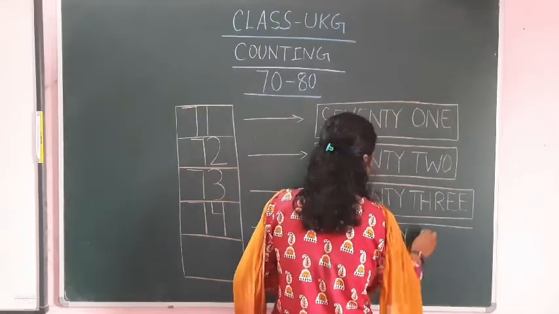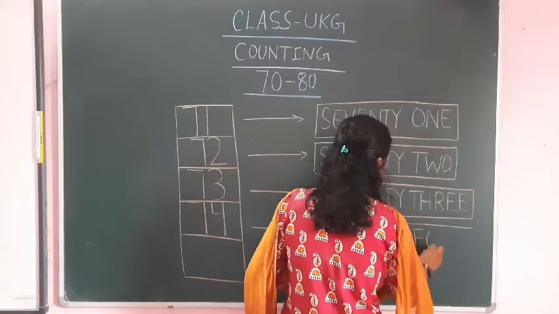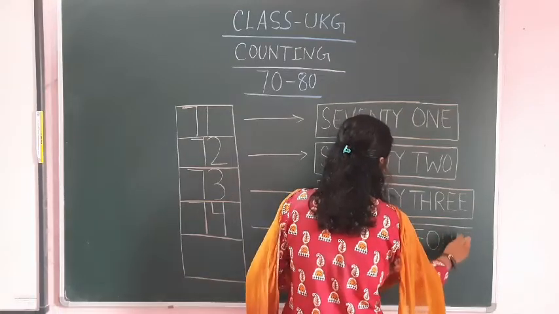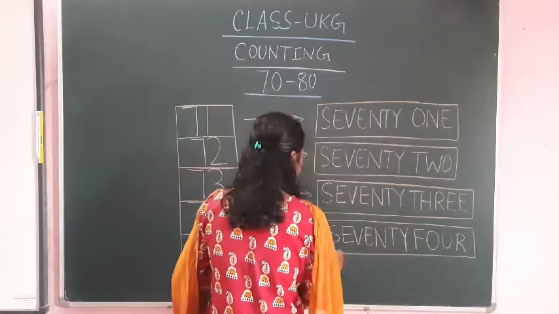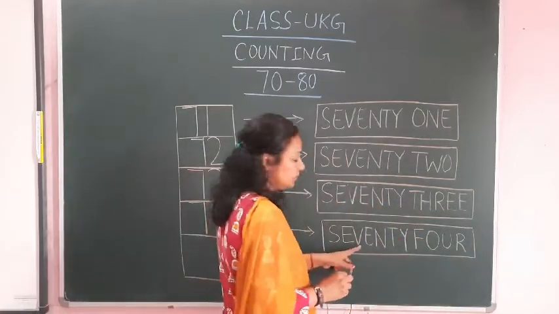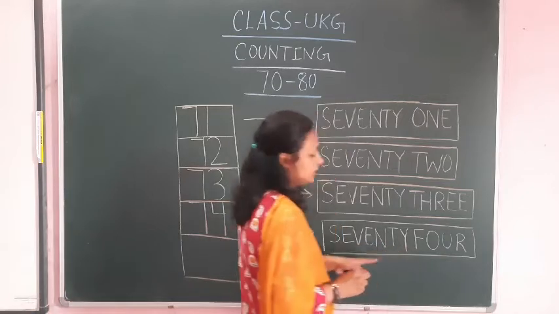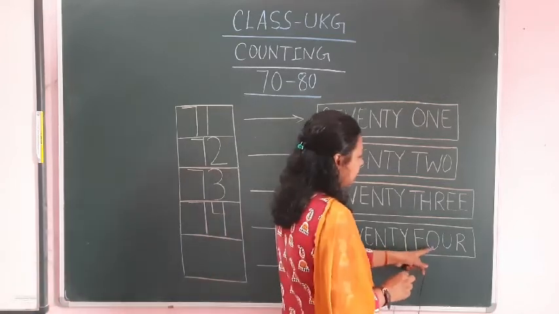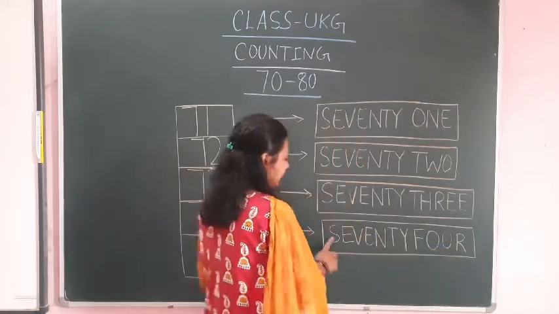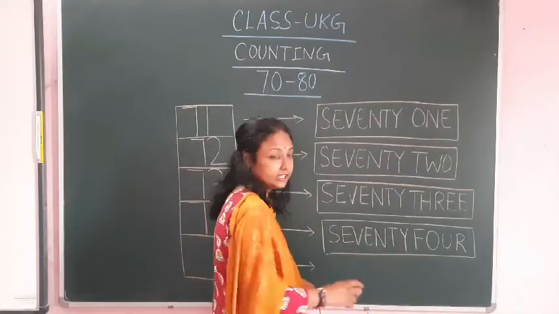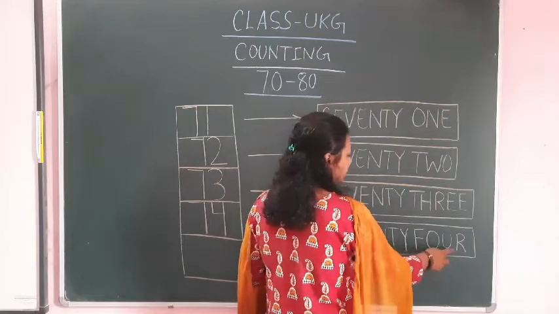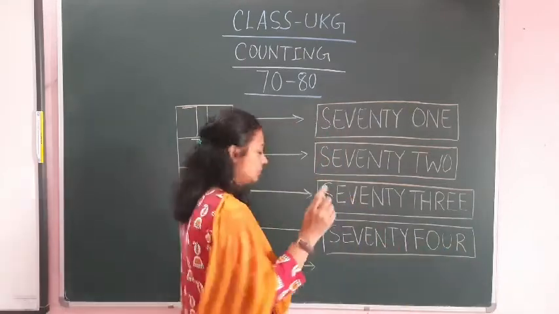Then 74. S-E-V-E-N-T-Y, 70, F-O-U-R, 4. Seventy-four, 74.